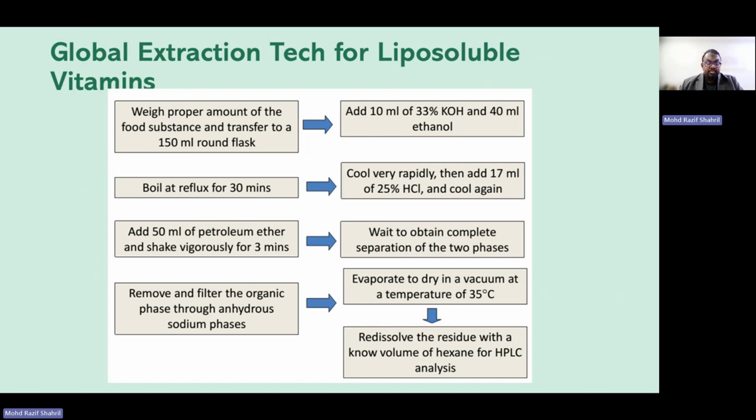Next, you cool it very rapidly, neutralize it by adding 17 ml of 25% hydrochloric acid, and cool it again. We then add 15 ml of petroleum ether and shake vigorously for 3 minutes to pull the vitamins into the organic phase, and wait for complete separation of the two phases. Remove and filter the organic phase through anhydrous sodium sulfate to dry it, and finally evaporate it to dryness in a vacuum at a gentle 25 degrees Celsius and re-dissolve the residue with a known volume of hexane to prepare it for HPLC analysis.